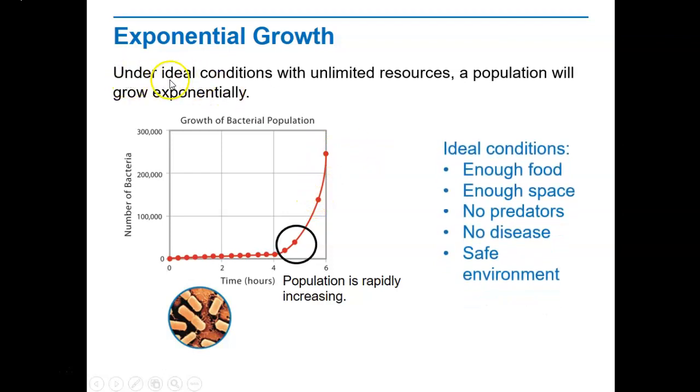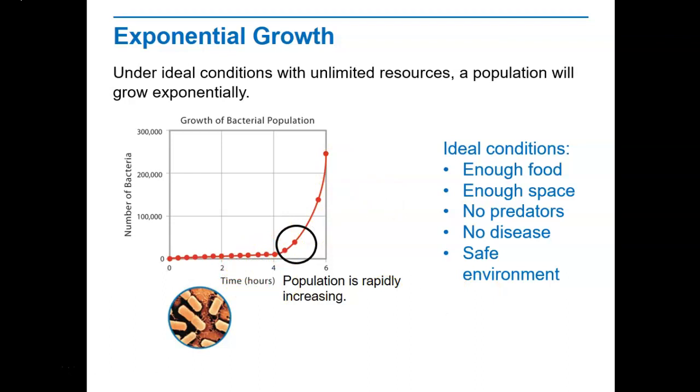Now up here it says under ideal conditions. Well, what does that mean? Ideal conditions are when this population, whether it's humans or rabbits, trees, whatever this organism is, has enough food, so it doesn't have to worry about that. It has enough space to spread out and do what it needs to do. There's no predators eating it. There's no disease threatening it. It's a safe environment. So they can just live their happy little lives and have all the babies they want, and the population is just going to explode.